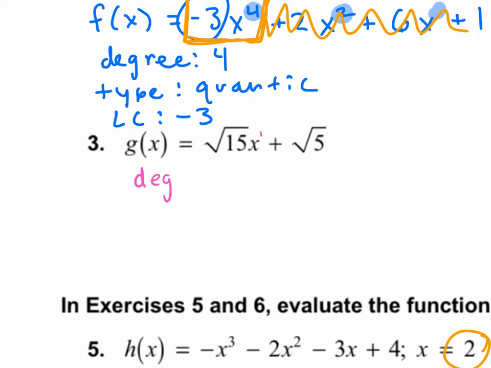So what would be the degree for number 3? What if 15x was under the... Then it would be not a polynomial. If the x was under the square root, it would be not a polynomial. But since the square root is just on the number, then it is a polynomial. So our degree is 1.